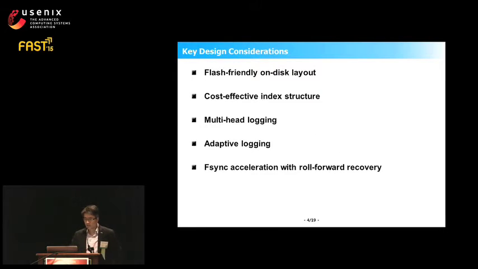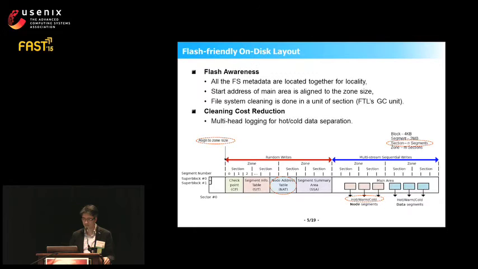Okay. These 5 are the key features of F2FS. First of all, we have a flash-friendly on-disk layout, and we have a cost-effective index structure. To reduce the cost of cleaning, we have multi-head logging and adaptive logging features. And also, to accelerate the fsync operation in mobile or server systems, we have a roll-forward recovery method. I'll talk about those features one by one.